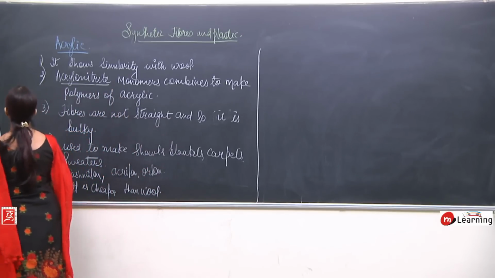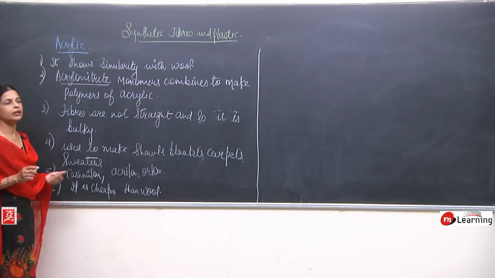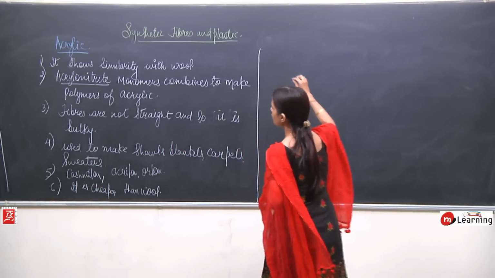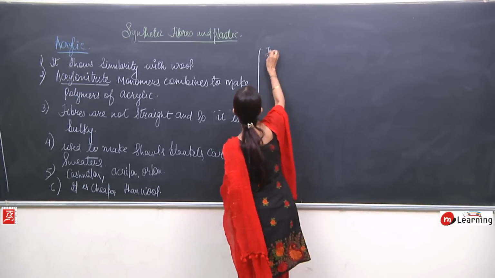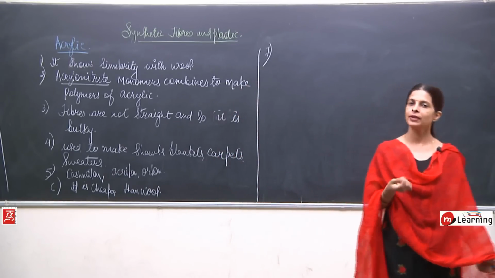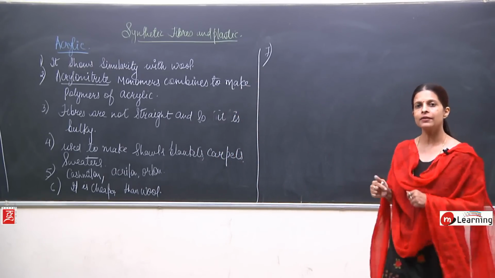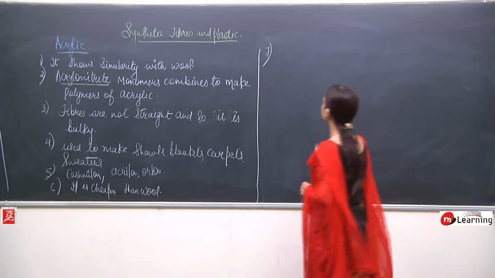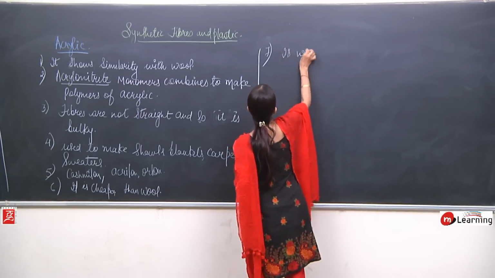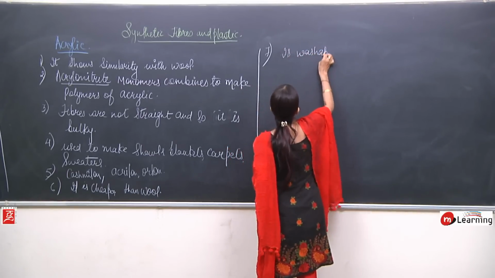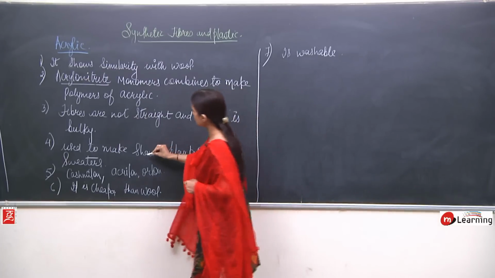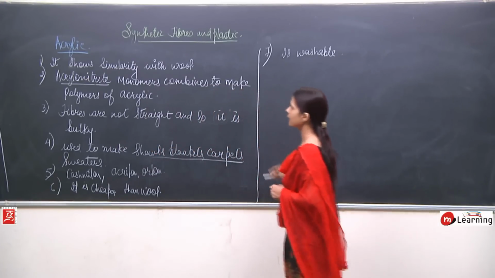This material is cheaper than wool, and it is again, which number will come now? We have written here 6, now it will be 7. Can we all wash the sweaters and blankets at home? Definitely we can wash, and that is the reason even this material is washable. That is the reason all these things are made out of acrylic.